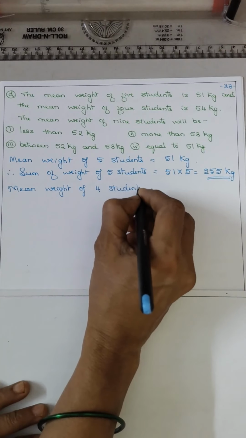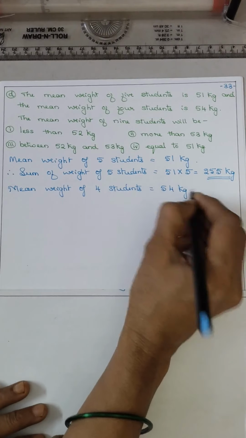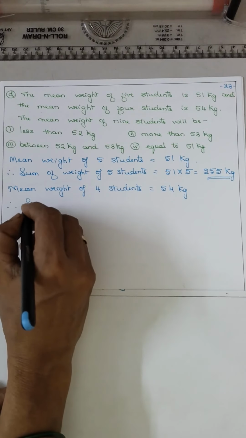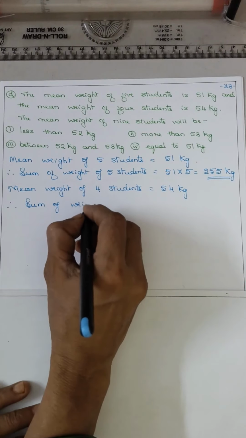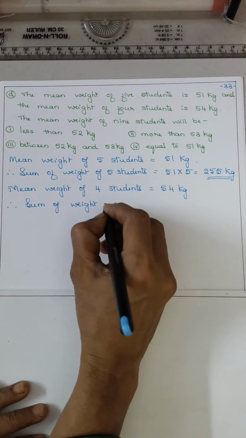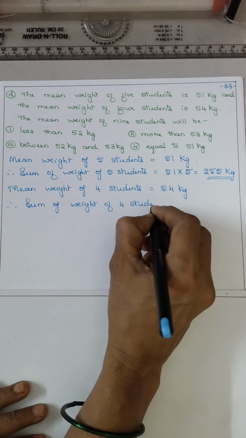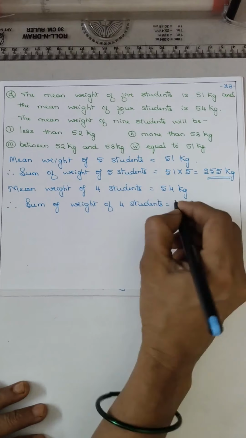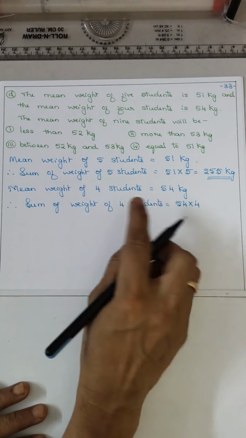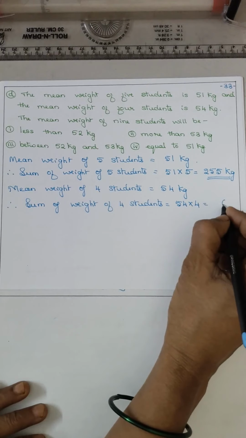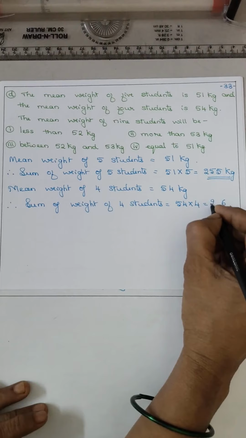How much? It is 54 kg. Find therefore the sum of the weight of 4 students is equal to mean times number of observations. Mean is 54, number of observations is 4, so 4 fours are 16, 4 fives are 20, plus 1, 216.